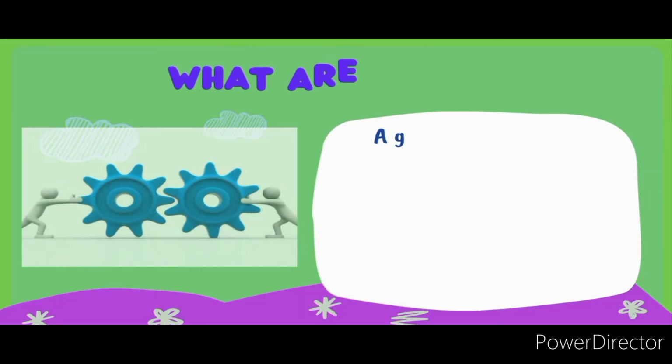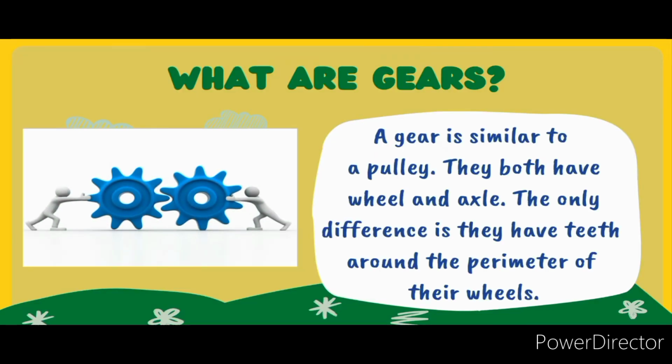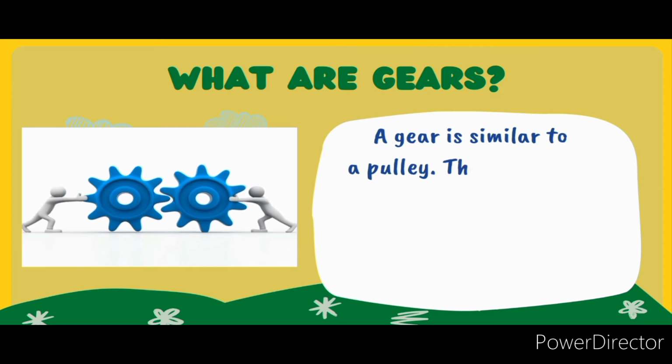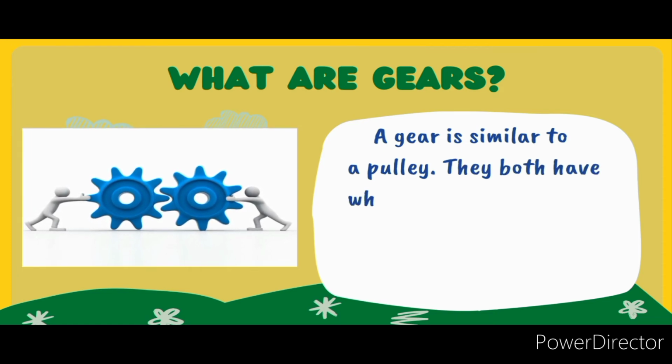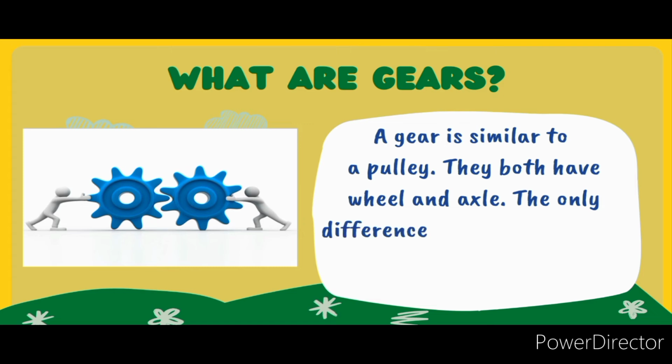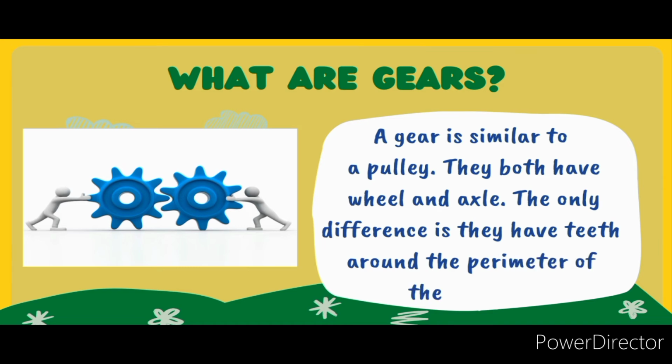When you talk about perimeter, what does it mean? It means the outside edge of an area or surface. So the difference between a pulley and a gear is in their structure: a gear has teeth around the perimeter of its wheel. A single gear on its own is not able to accomplish any work, so gears have to be joined together. Gears have to be meshed. To be meshed means to be locked, to be connected together.